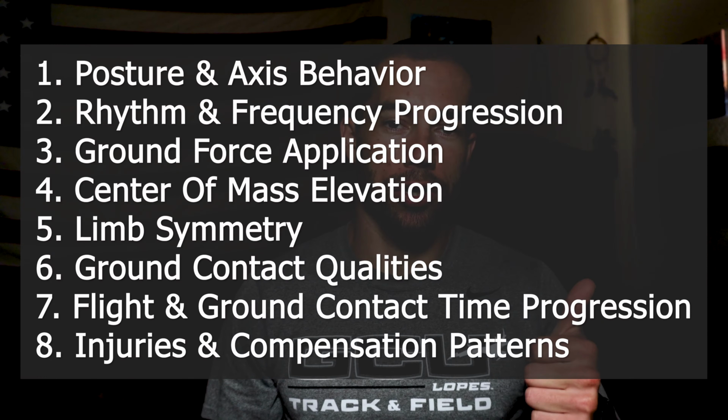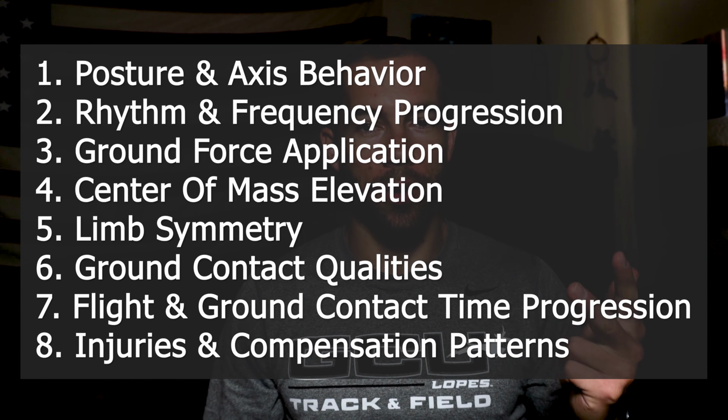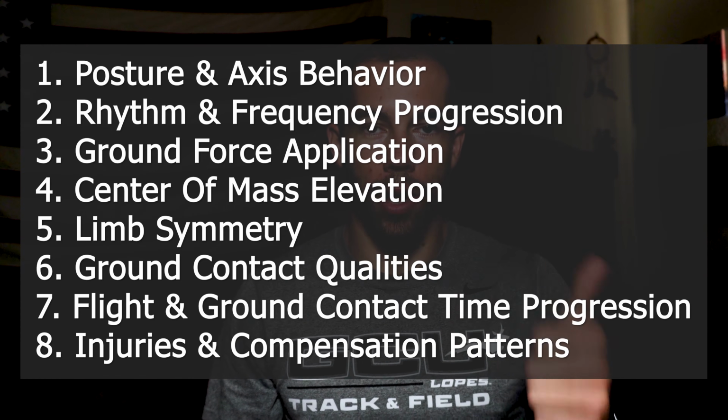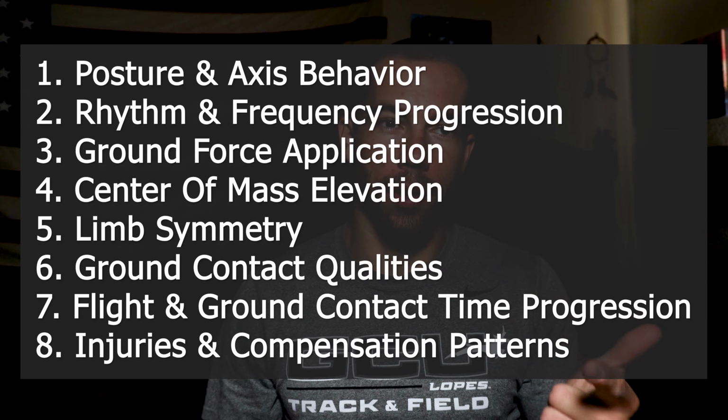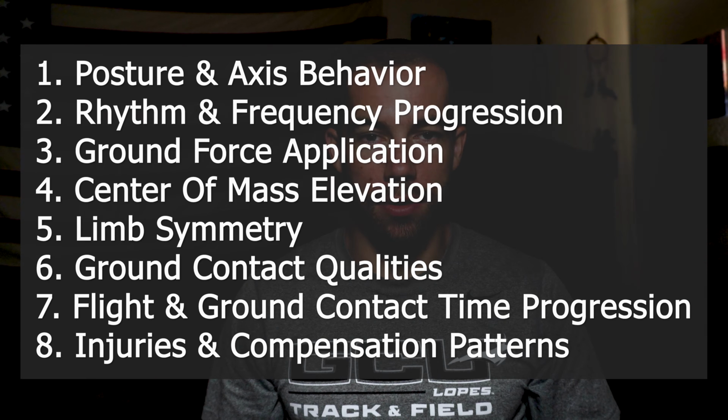In no particular order, this is what we're going to cover today. Posture and axis behavior, rhythm and frequency progressions, direction of force application, center of mass elevation, limb symmetry, ground contact qualities, flight and ground contact time progression, and injury patterns and compensation patterns. Understand that many of these categories and topics are interrelated, and they shouldn't be looked at in silos, but instead consider these categories and these specific items themselves, as well as how they may interrelate with one another.